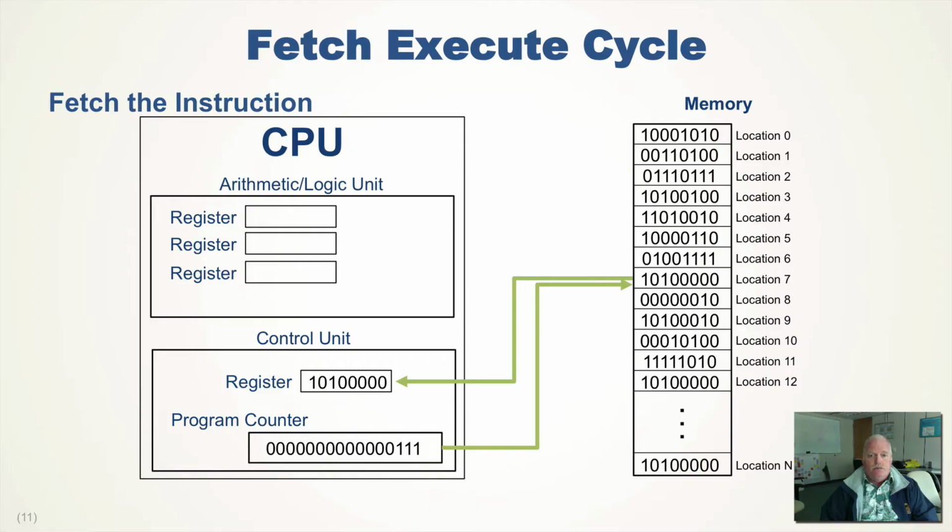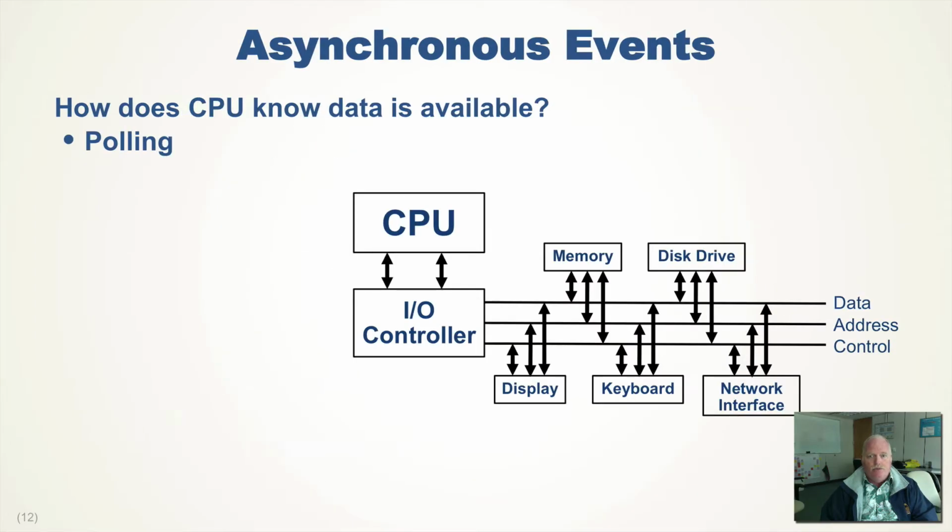So how do we deal with other kinds of things? Like how does the CPU know when there's data available for, like, someone pressed a key or moved a mouse or you got an email or the bad guy shot you in your first person shooter or whatever? Well, there's a couple of ways.